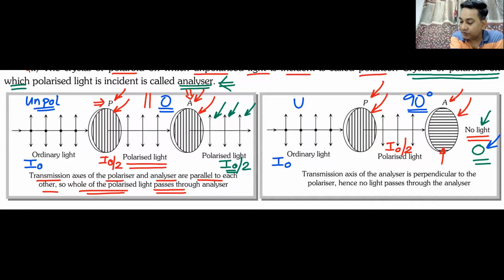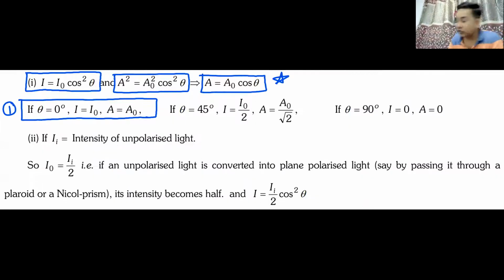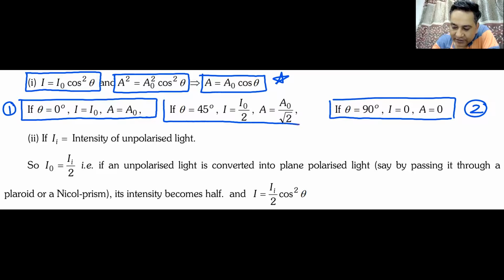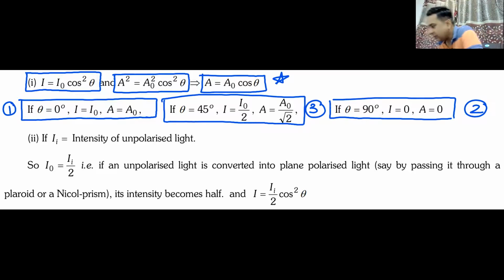Let me move forward. So this is the case. The first case was angle 0, and the second case was angle 90. Do we remember those two cases? I just showed you a glimpse of those two. Yes or no? Yes, sir. The third case, just a general case: if I put the angle as 45, the intensity becomes I naught by 2 and the amplitude becomes A naught by root 2.